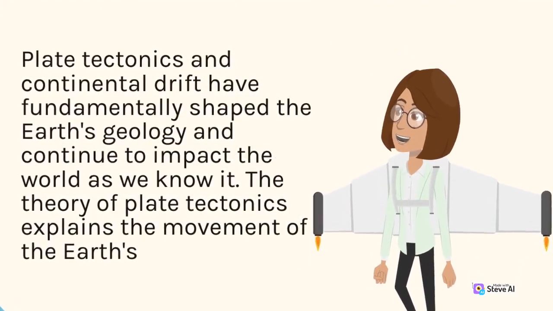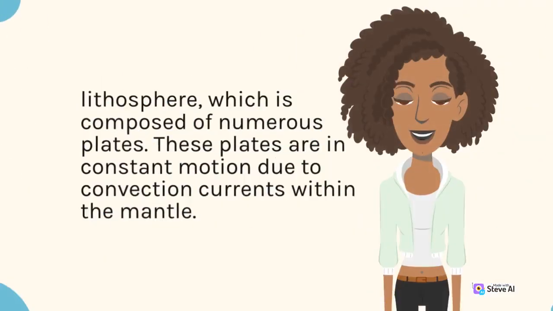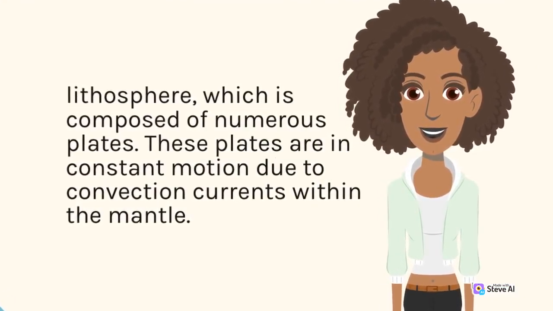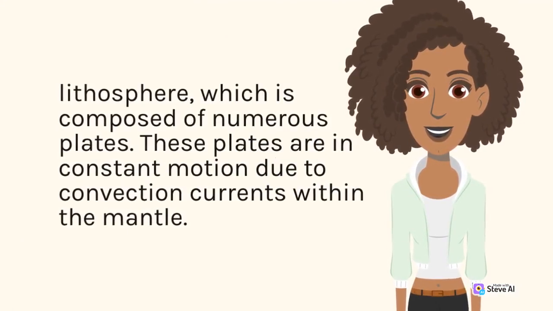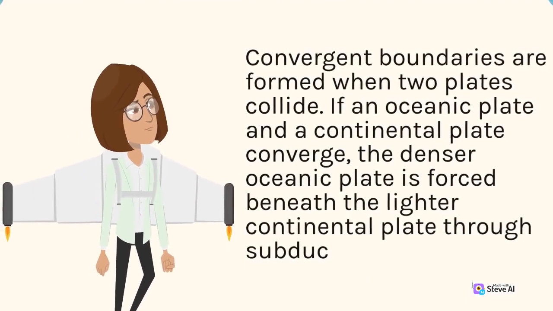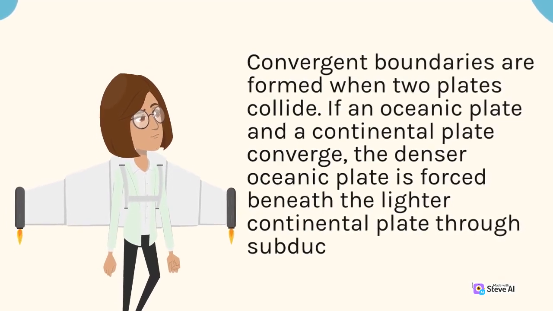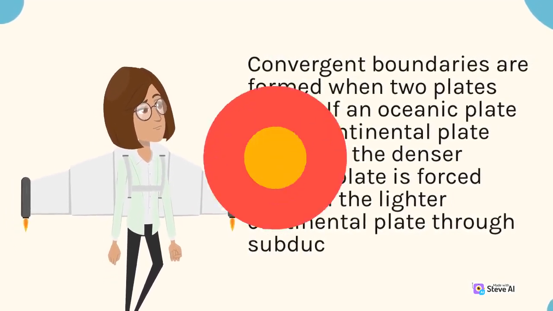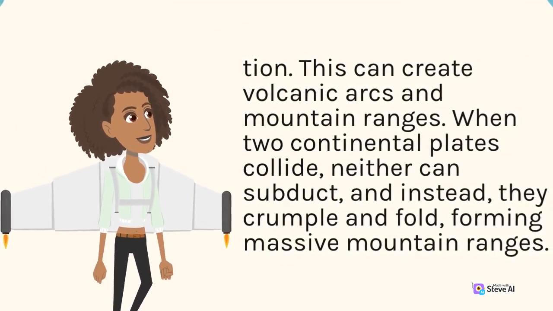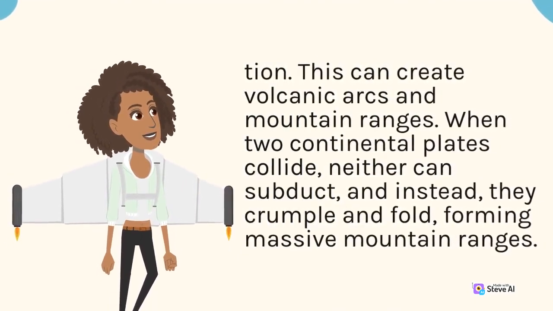The theory of plate tectonics explains the movement of the Earth's lithosphere, which is composed of numerous plates. These plates are in constant motion due to convection currents within the mantle. Convergent boundaries are formed when two plates collide. If an oceanic plate and a continental plate converge, the denser oceanic plate is forced beneath the lighter continental plate through subduction. This can create volcanic arcs and mountain ranges. When two continental plates collide, neither can subduct and instead, they crumple and fold, forming massive mountain ranges.